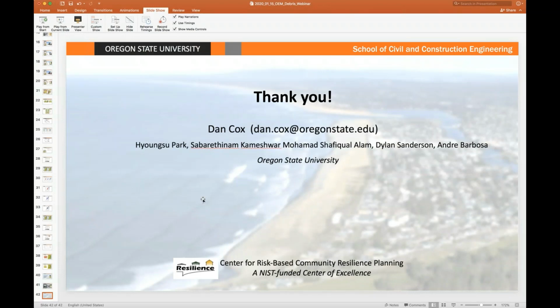First question is, are these debris models or similar models available for use by community planners? If not, how difficult would it be for a platform to be created and made available for planners to use these models in the future?